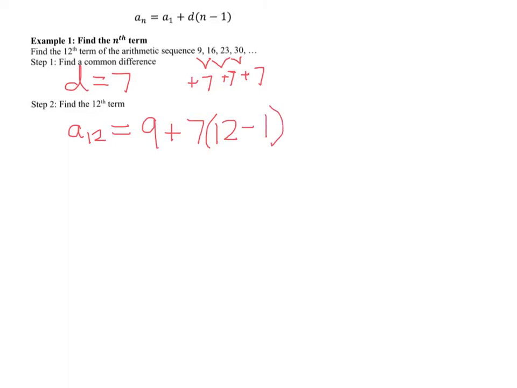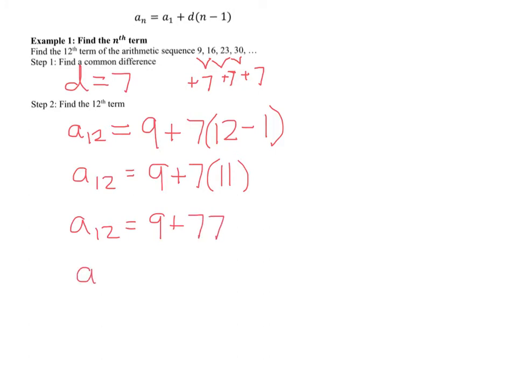So now we can go ahead and simplify this. A sub 12 is equal to 9 plus 7 times 11. A sub 12 equals 9 plus, and we know that 7 times 11 is equal to 77. And so we know that A sub 12 is equal to 9 plus 77, which is 86. And that's going to be our final answer.